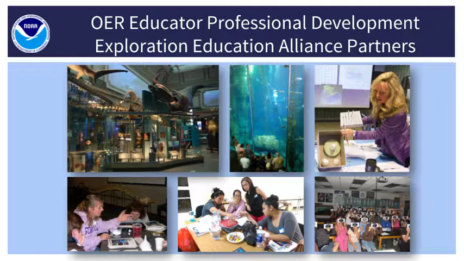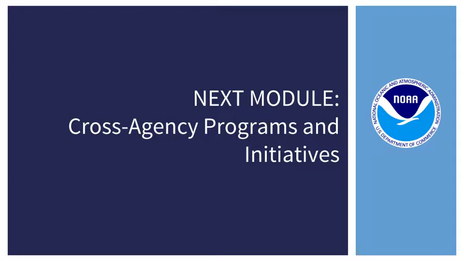In Module 6, you'll hear about NOAA education programs and initiatives that work through many different line offices, including the Bay and Watershed Education and Training Program, also known as BWET, and the Ocean Acidification Program. You'll also learn about the agency's efforts to support climate and ocean literacy.